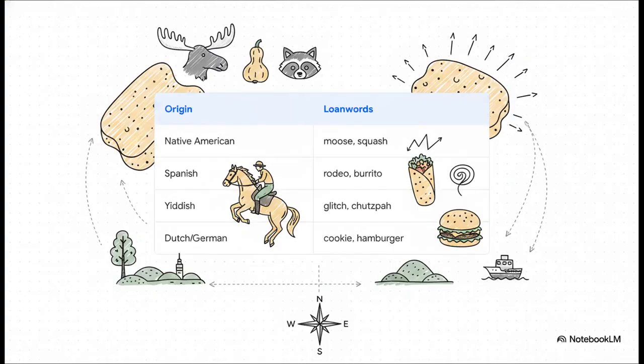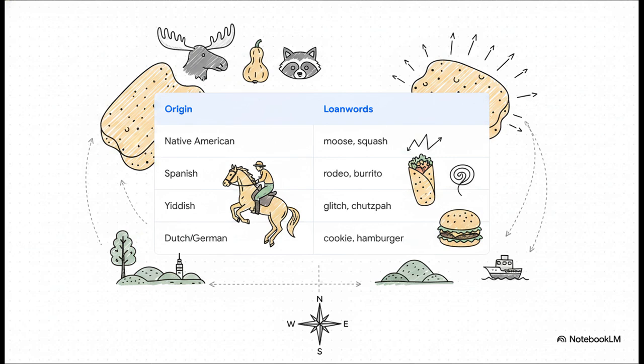As British colonists settled into this new world, they bumped into flora, fauna, and landscapes they'd literally never seen before. So what did they do? They borrowed names directly from Native American languages, giving us words we use all the time today, like moose, squash, and raccoon. Then, as the country expanded westward, Spanish loanwords like rodeo and cilantro became totally mainstream.